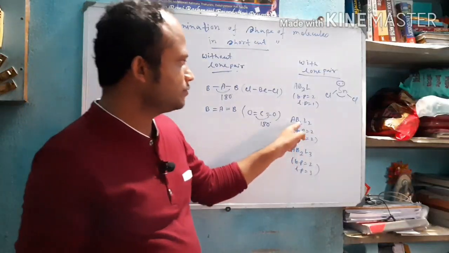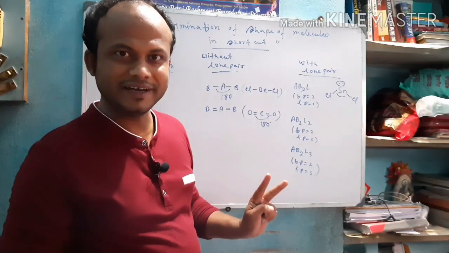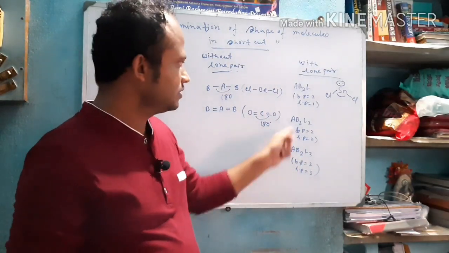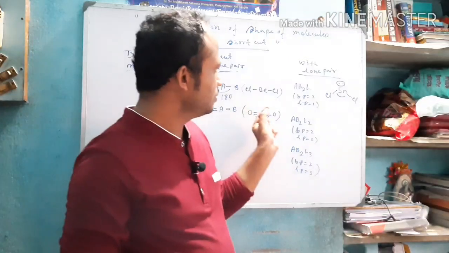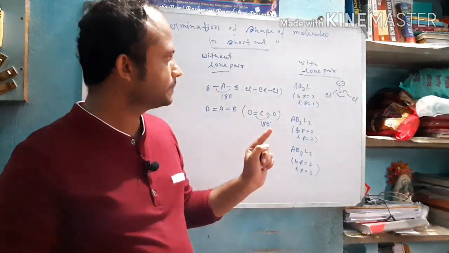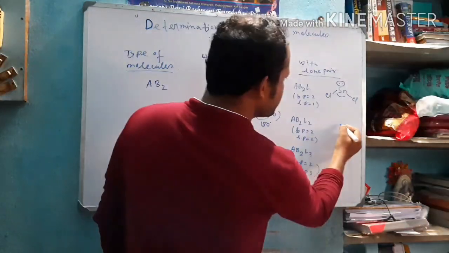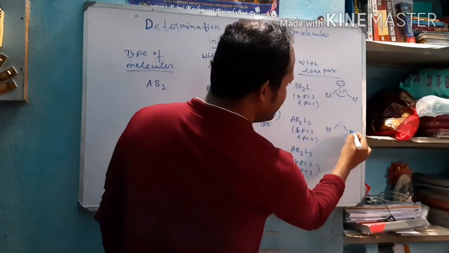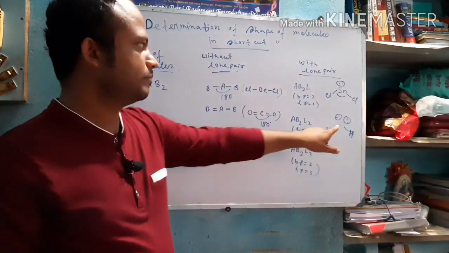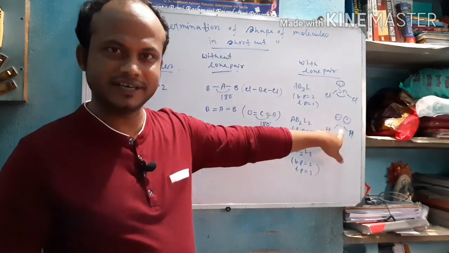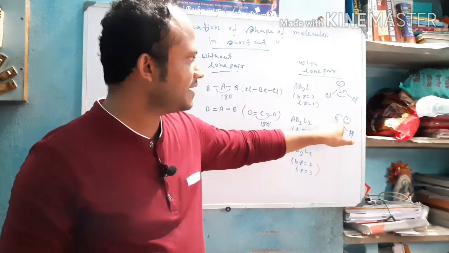AB2L2. AB2L2, what is the valence electron of A? That is 2 bond pair, that is 2, and the 2 lone pair, that is 4. 2 and 4, 6. So valence electron is 6. 6 means a group 16 element. Group 16 means oxygen, sulfur. So this will be oxygen. Here 2 bond pair and also 2 lone pair. Very easy example, water. Here oxygen in water molecules has 2 bond pair and 2 lone pair.